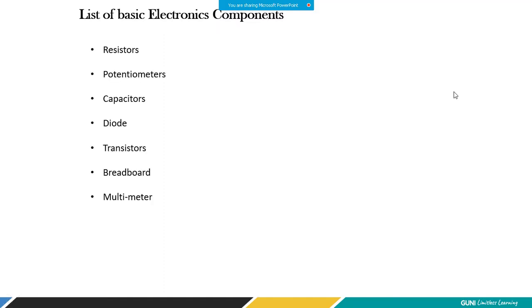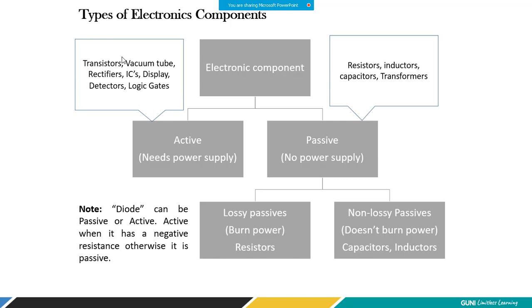Basic electronics components we're going to discuss in this session. These are the list of the basic electronics components that you already know. Some of you have already studied them in the first or second semester, even as part of your 11th and 12th, right? Like resistors, potentiometers, capacitors, diode, transistor. Breadboard, we're going to introduce to you. Multimeter, probably most of you know, right?